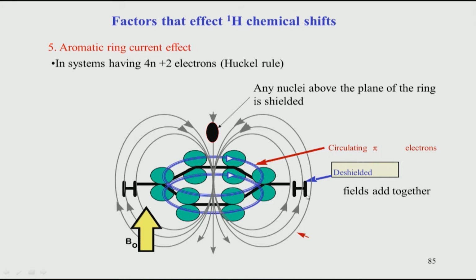ones which are attached to the ring, always coming at around 7 to 7.5 ppm, because they are in the plane of the ring. But if the structure of the molecule is such that there is any hydrogen coming on the top of the ring, it will not appear deshielded, it will appear shielded. So, we will see examples of this type of system in the next slide.